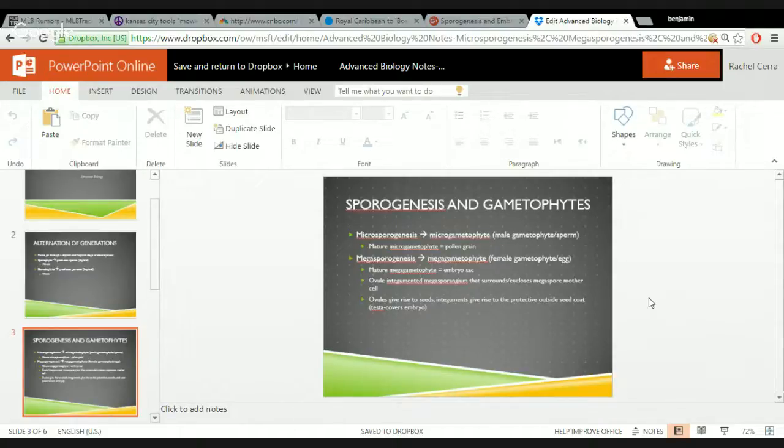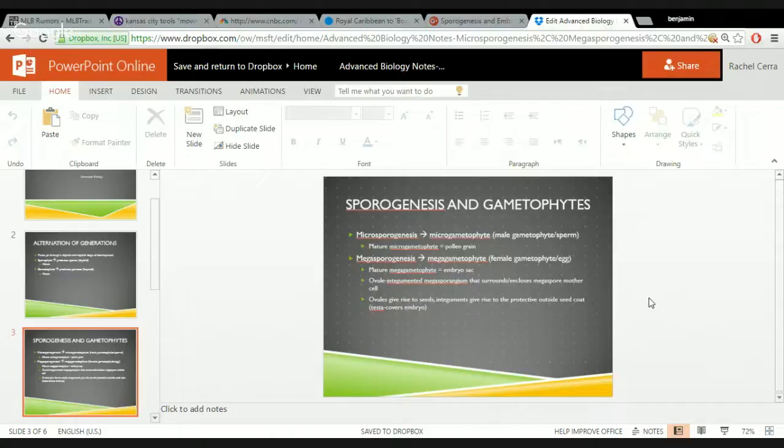Then your mature microgametophyte is going to be the pollen grain. There will be a stage where you will have an immature microgametophyte, so we'll talk about that here in a minute.